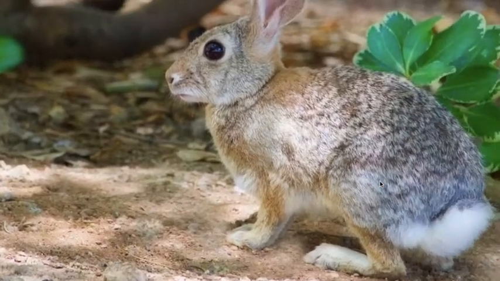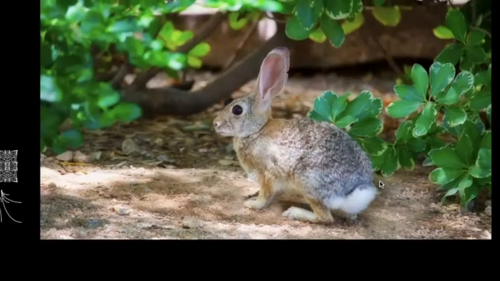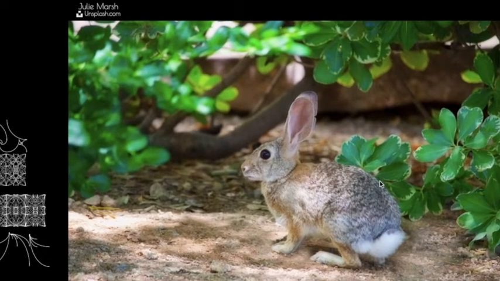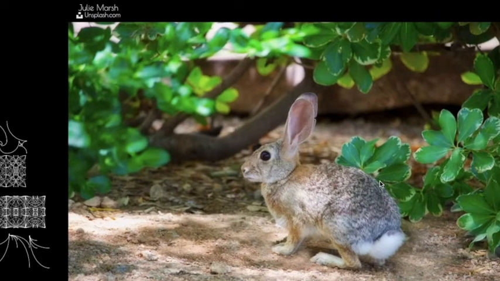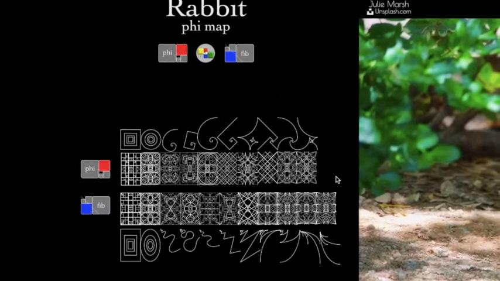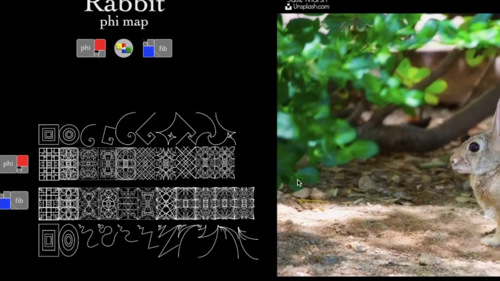Today we're going to look at this guy. Cute little bunny from Julie Marsh. Great picture, Julie. And these are the maps we're going to use. Two different types, the Phi spiral and the Fibonacci line map, and these are the parent shapes and the maps they create.